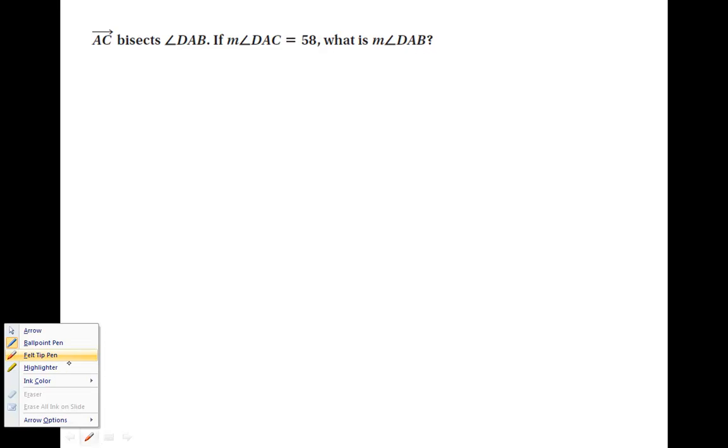And here's an exercise where you might apply that. We have ray AC bisects angle DAB. It says if the measurement of angle DAC is 58, what is the measurement of angle DAB? Well, if you're like me, you might have trouble picturing this, so you might want to draw a picture first. Okay? So we have a ray that bisects this angle.